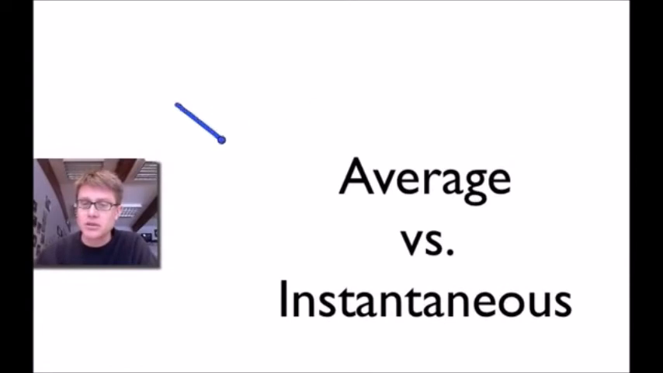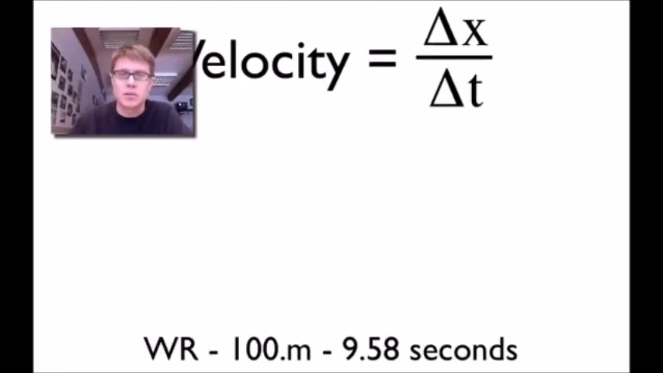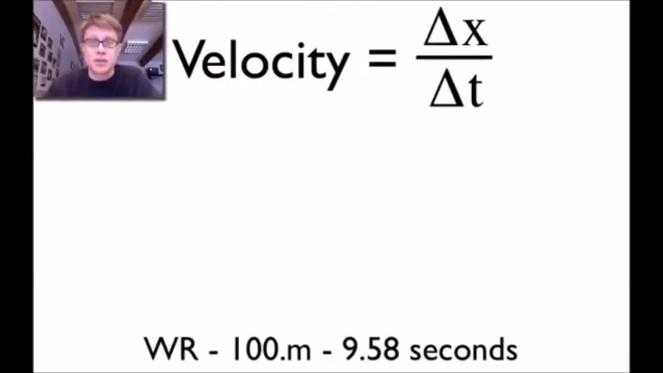Also, you should understand the difference between an average and an instantaneous velocity. An average velocity is looking at a certain period of time and saying how fast it moves in that period of time. But along that race of Usain Bolt, he has all these different instantaneous velocities. The best way to explain that is maybe with some definition time. If you need to solve some problems, this is the definition for velocity.